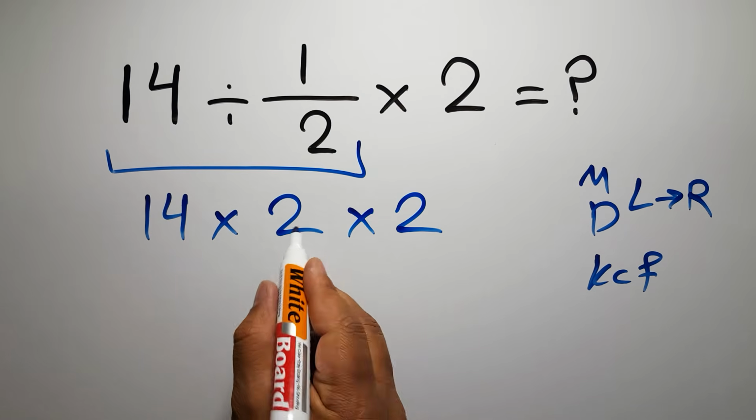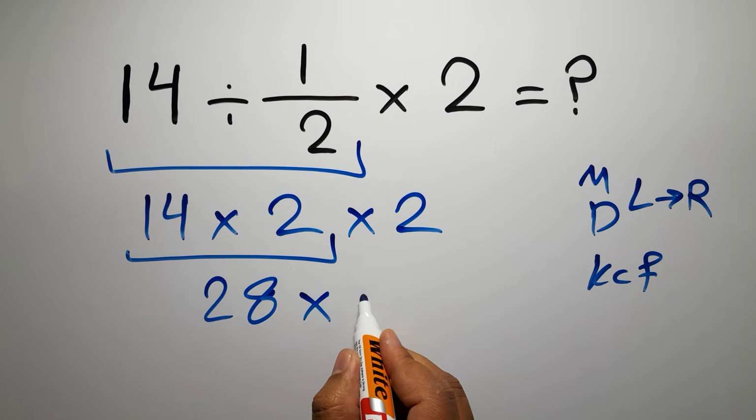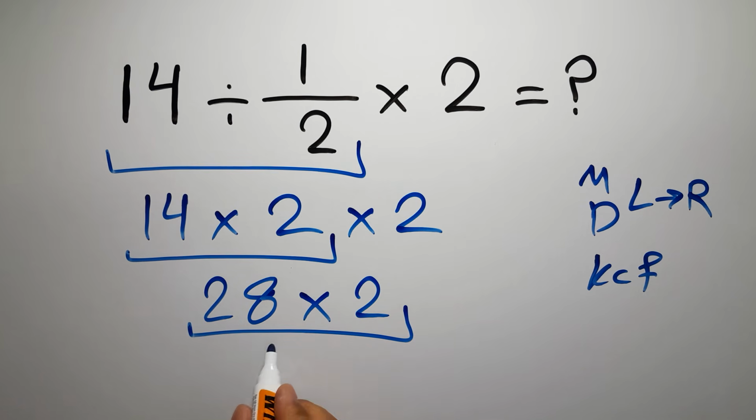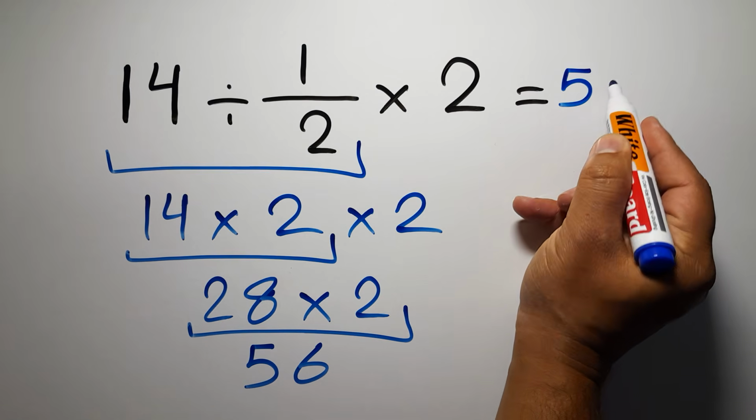Okay, 14 times 2 equals 28, and 28 times 2 is just 56. This is our final answer to this problem. The correct answer is 56.